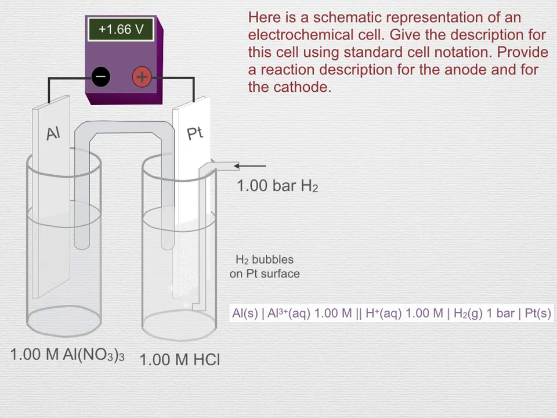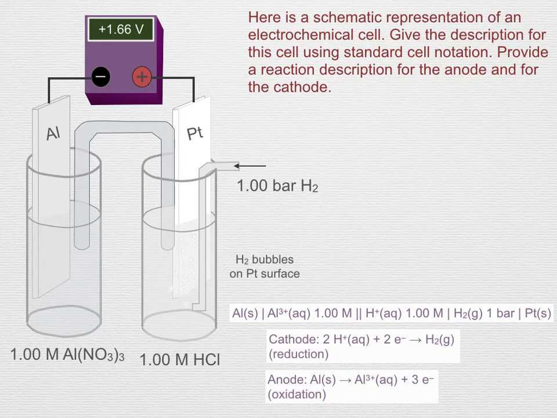platinum cathode. The measured cell potential is positive, so we have correctly connected the cathode to the positive terminal, indicating that the platinum cell is where reduction is occurring. Oxidation is occurring at the aluminum electrode. Here are those reactions.